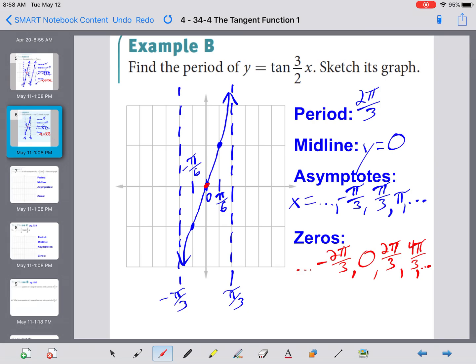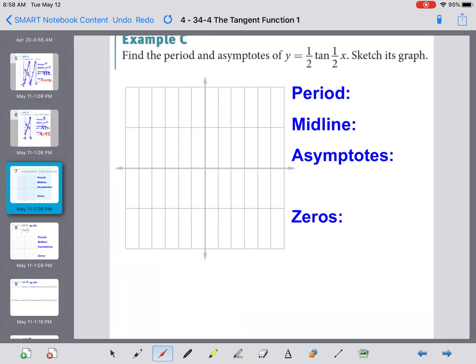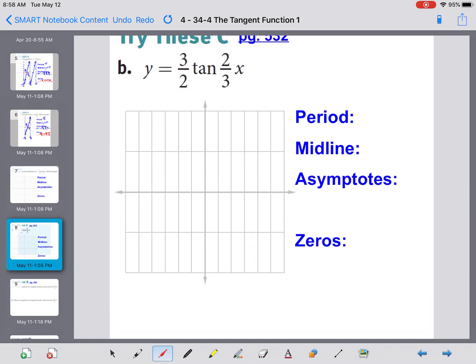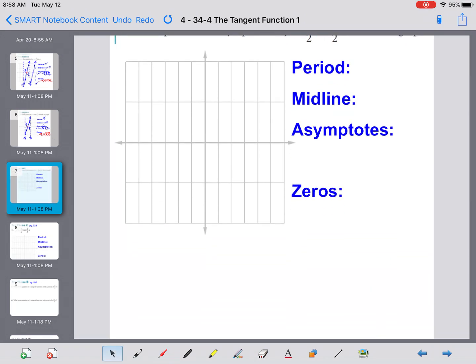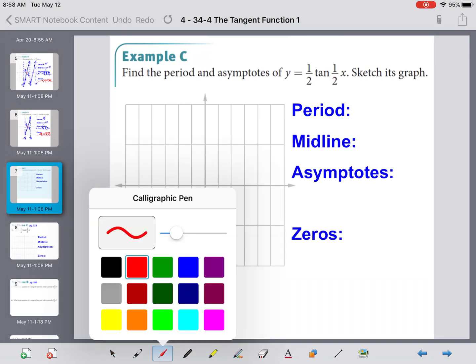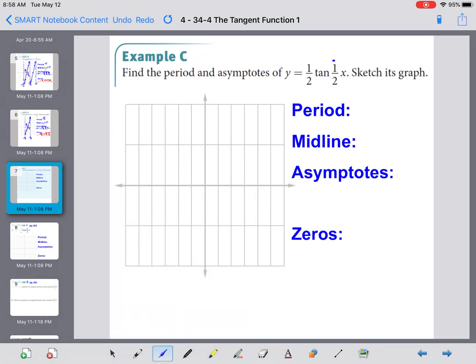All right, let's try a few more here. I think we'll do maybe just 1 more. All right, so now here's what we're going to do. We are going to change both. They're going to have an a value and a b value, just like we saw with sine and cosine. So here, if b is 1/2, my period is pi divided by 1/2, which gives me a period of 2 pi. No amplitude, but the 1/2 is going to be a vertical shrink by a half. Midline is still y equals 0.